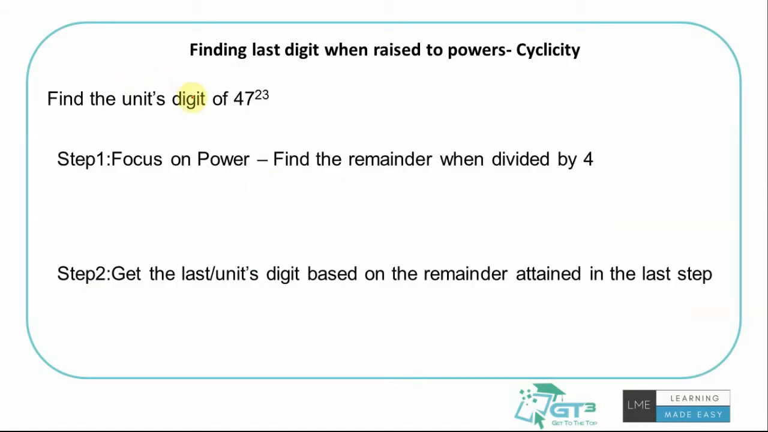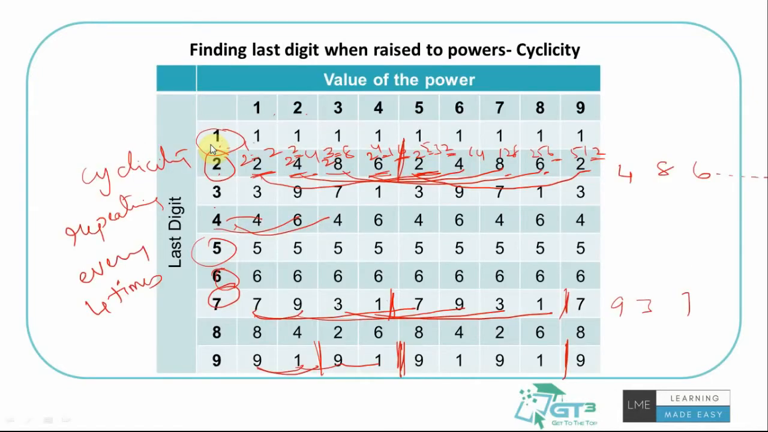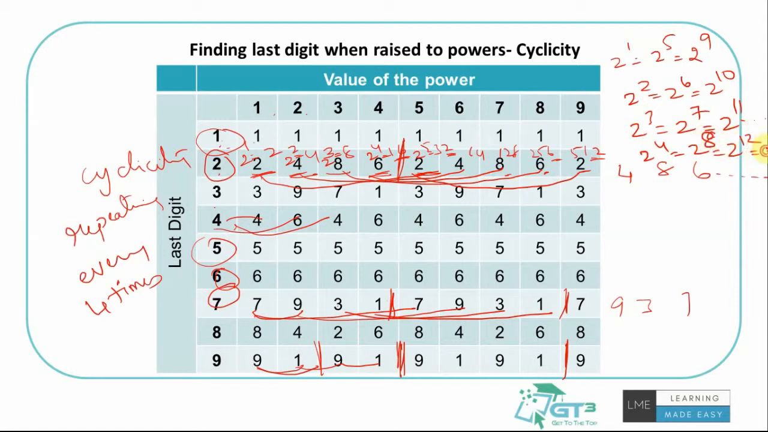If you ever see a question asking for 47 power 23, this is fundamentally asking you to find 7 power 23, right? Because you have seen the repetition happening every fourth power. Let me write this here: 2 power 1 is the same as 2 power 5, which is the same as 2 power 9. Similarly, 2 power 2 is the same as 2 power 6 and 2 power 10, with respect to the last digit. 2 power 3 is the same as 2 power 7 and 2 power 11, and so on. 2 power 4, 2 power 8 and 2 power 12.